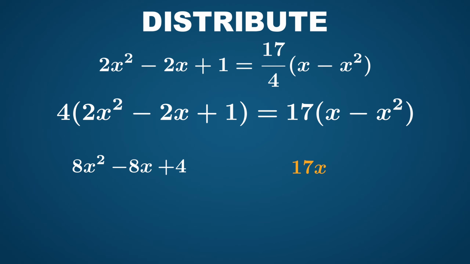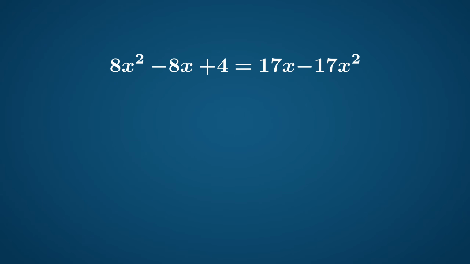On the right, 17 times x is 17x. 17 times negative x squared is negative 17x squared. So the right side becomes 17x minus 17x squared.